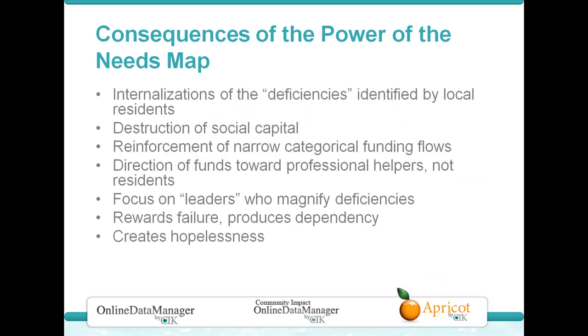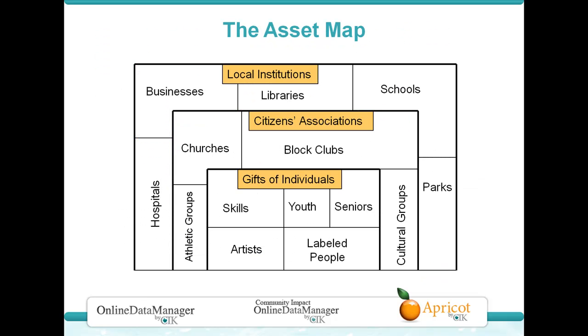The fact is there is another map, and that is the asset map. And that's when we begin to also look at what resources we have to address the issue, whether that's the gifts of the individuals, the skills, the abilities of the youth, the seniors, the artists, the labeled people. And what I mean by labeled people are those individuals that we've kind of labeled as either being homeless or being a drug abuser, whatever that may be. When we label people, we tend to see people by their label or their diagnosis, and not based on what they actually can do or can contribute.